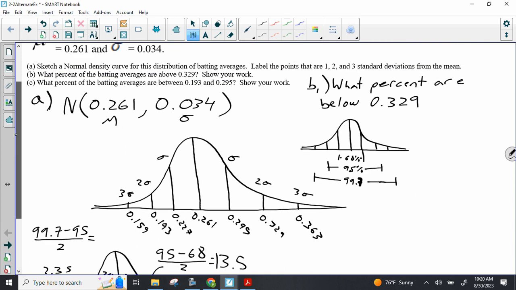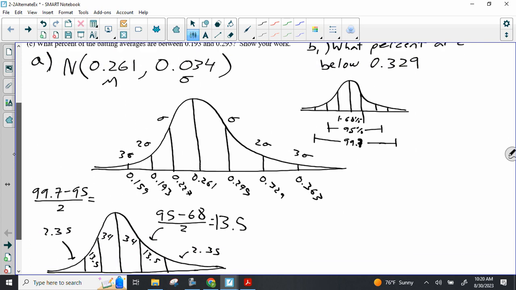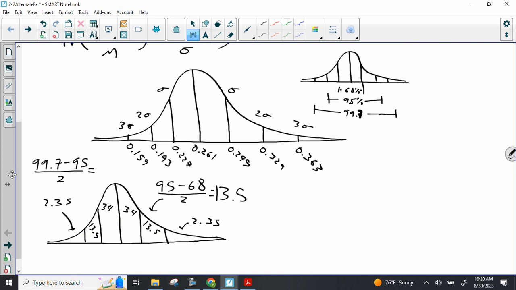3.29. I was trying to actually answer the question. So 3.29 is right here. So I'm just adding this guy and this guy. So that would be 13.5 plus 2.35, or 15.85.